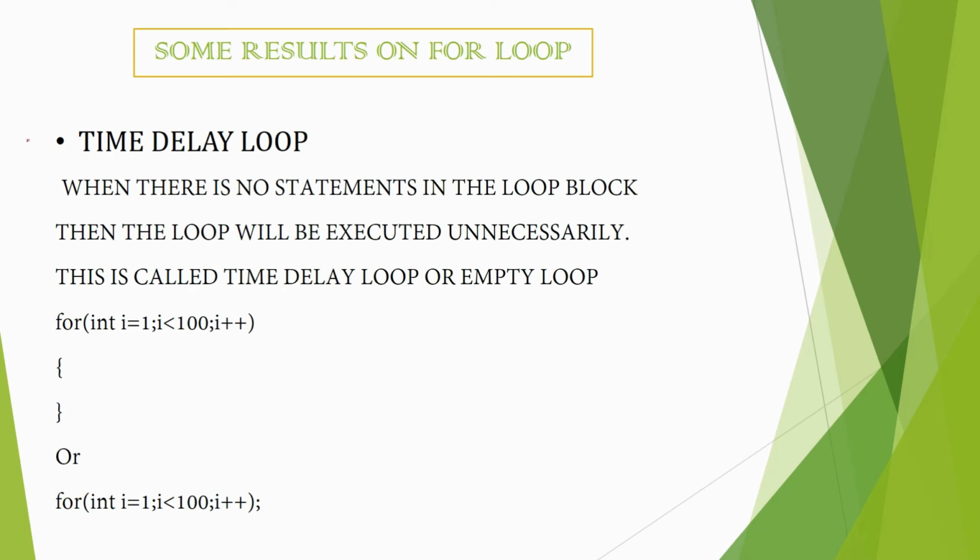Now some results on for loop. Time delay loop. When there are no statements in the loop block, then the loop will be executed unnecessarily. This is called the time delay loop or empty loop. Now we have initialized a loop, but there are no statements to be executed. So the loop from here will come to this side, again it will go to here, and it will continue till the value of I becomes 100. Now mainly for a small time.